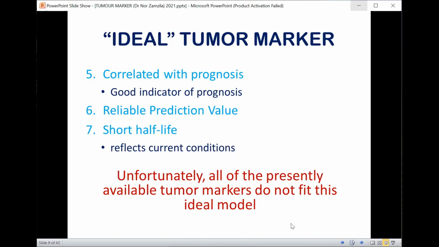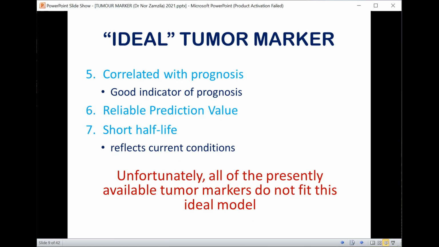And then we want the tumor marker to correlate with the prognosis. A lower level means the prognosis is good, a high level means the prognosis is not good. Okay? We also want them to have a reliable predictive value, meaning that we can predict the probability of no tumor existing if the tumor marker is negative. So if the result is negative, we can say that the probability of a tumor being there is no more. So a negative result means that there is no tumor. We can predict that there is no tumor.